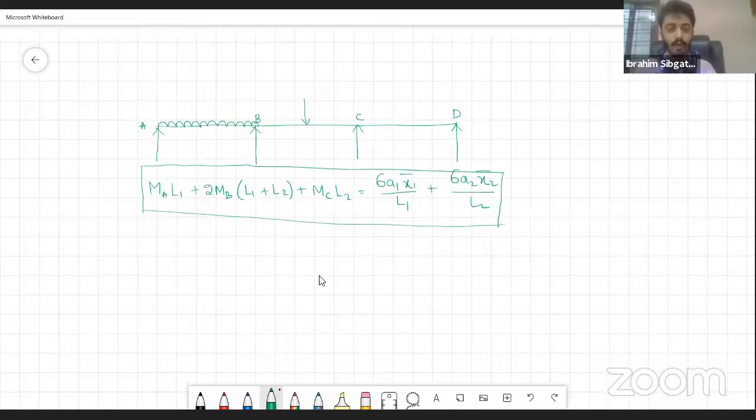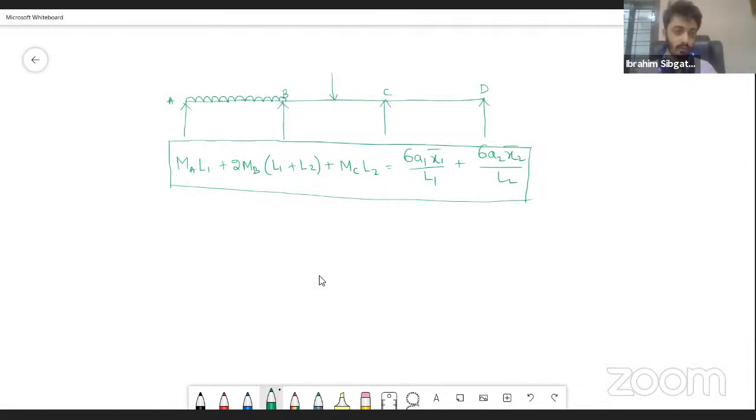Okay, so when we are doing it for the supports A, B, and C, this will be the formula. And when we are doing it for supports B, C, and D, the formula will be like we will replace this. Okay, so MA is the moment at A, L1 is this distance, this is L2, and this is L3.